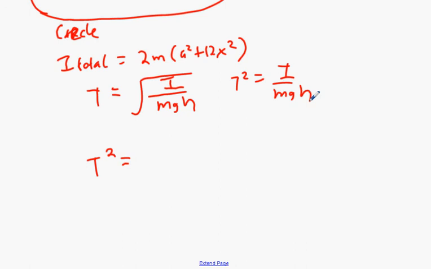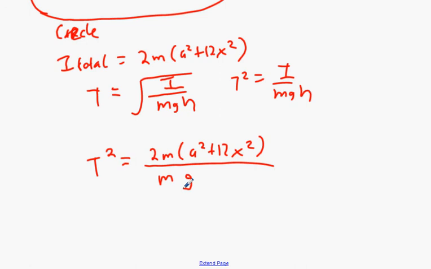2m(a squared plus 12x squared) all over another m all over g. Now where's the h value coming out of, guys? The h value.